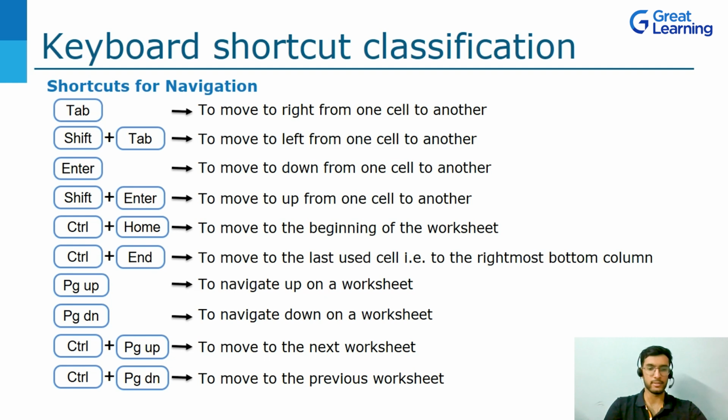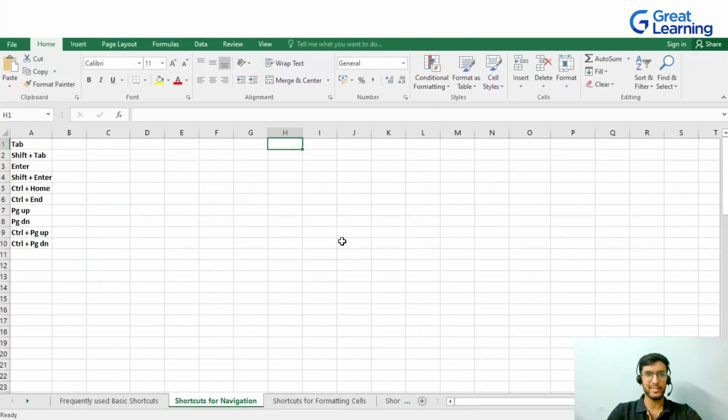shortcuts for navigation. Under this category, I've listed the shortcut keys that are used for navigation on the Excel workbook, and on the right side I have given the theoretical explanations for the role of each key. Now let's move on to the live workbook to understand each of these keys practically. Let's get started with the first key, that is the tab key.